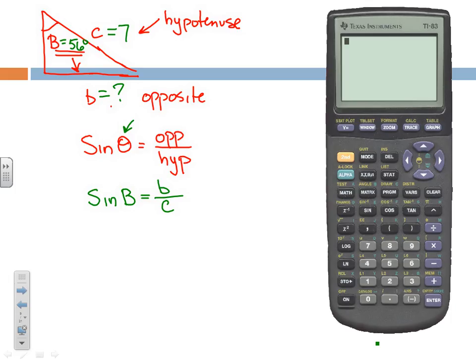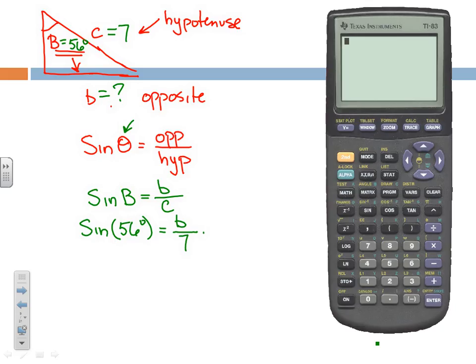Now I'm going to substitute my values. So sine of my angle B, and remember we only ever put angles into this function. This is my input. 56 degrees is my input to my function sine. Side B is my unknown, so I'm going to leave it in my equation, and side C is 7, just like that. And now all I have to do is solve for side B.